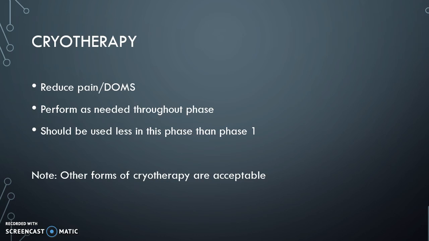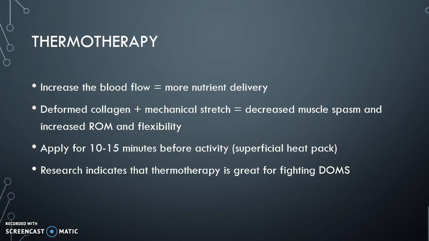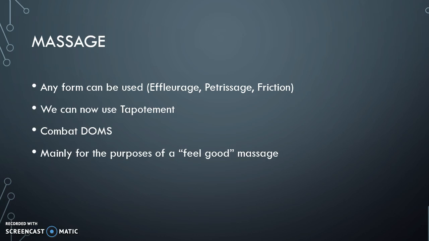It should be used less in this phase than the first phase because there probably won't be as much swelling. And once again, we can use any form of cryotherapy, as well as thermotherapy. We can still deform that collagen and continue to increase that range of motion and flexibility. We can apply this for 10 to 15 minutes. There's also research that we're starting to find that indicates that thermotherapy is great for fighting delayed onset muscle soreness. Massage, we can use any technique, but we can also use tapotement now.